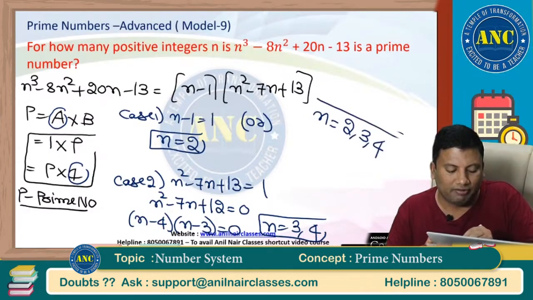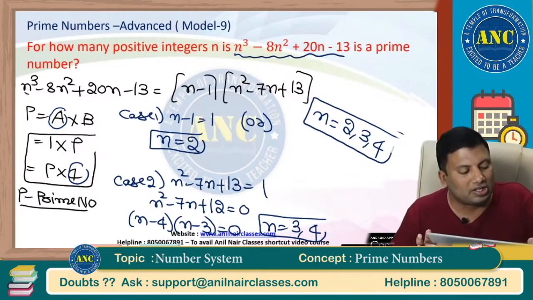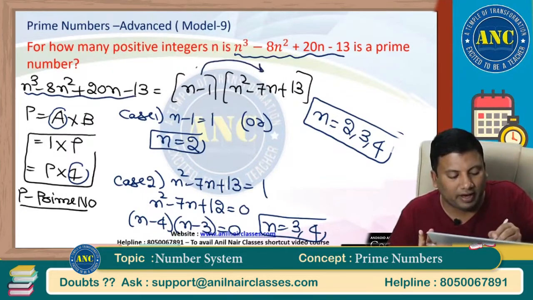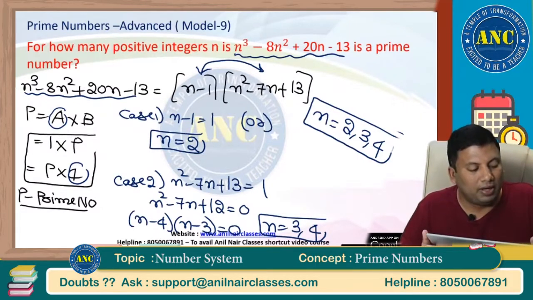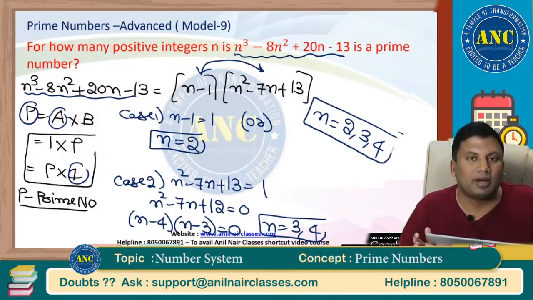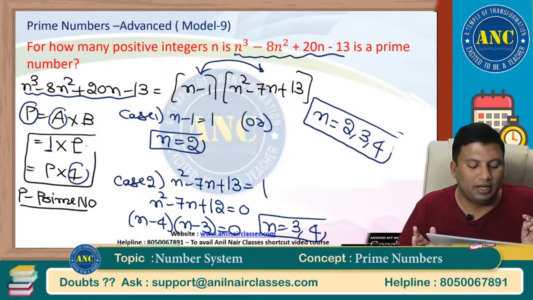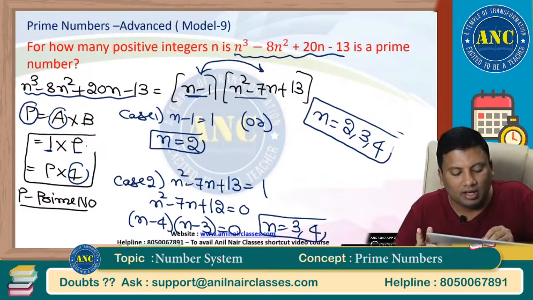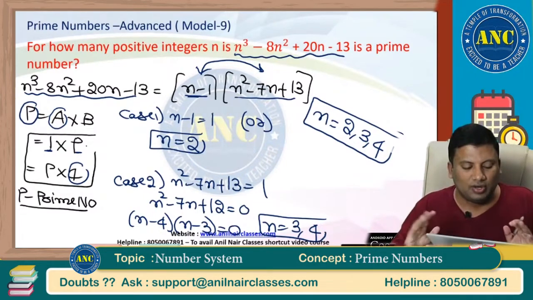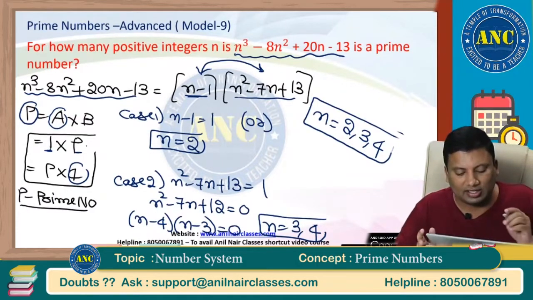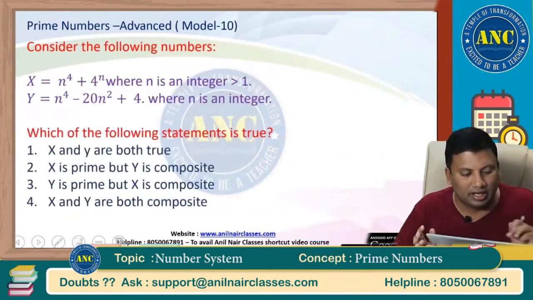For n equal to 2, 3, 4, this cubic expression is a prime number. The cubic expression is written as a product of two factors, that is n minus 1 into n square minus 7n plus 13. If this number is a prime number, it has only two distinct factors, 1 and itself. So 1 into p or p into 1. Either n minus 1 can be 1 or n square minus 7n plus 13 can be 1. Two cases, case 1 or case 2. You can take any two cases, you will get the answer. So n equivalent to 2 or n equivalent to 3 and 4. I hope the idea is clear.